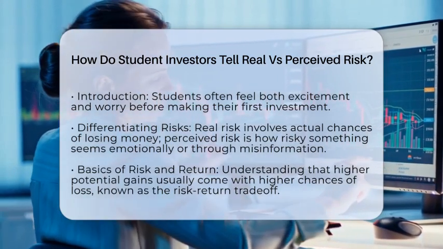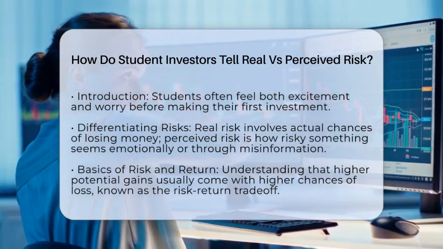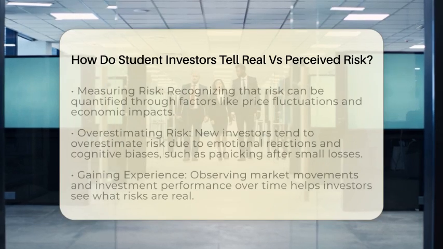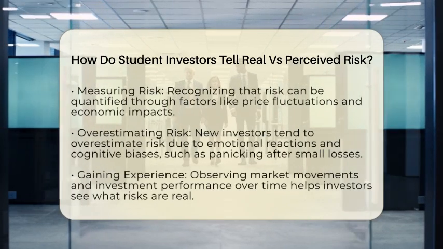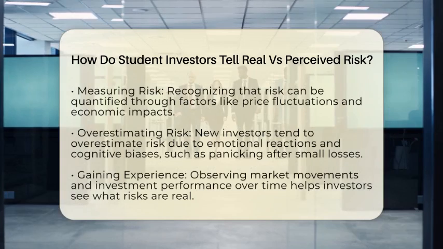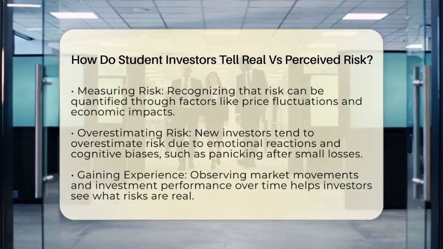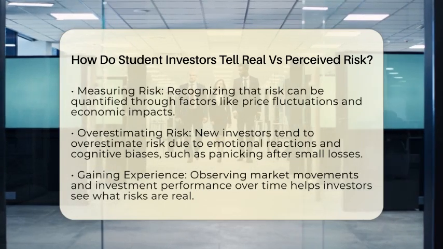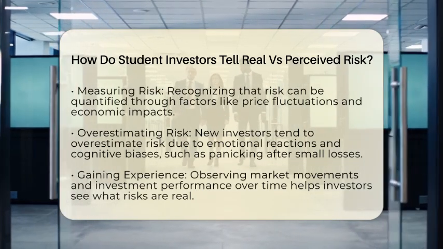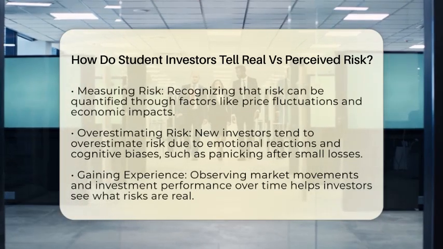To tell the difference, students first learn the basics about risk and return. They understand that higher potential gains usually mean higher chances of losing money. This is called the risk-return trade-off. Knowing this helps them see risk as something measurable, like how much prices fluctuate or how economic changes affect investments.